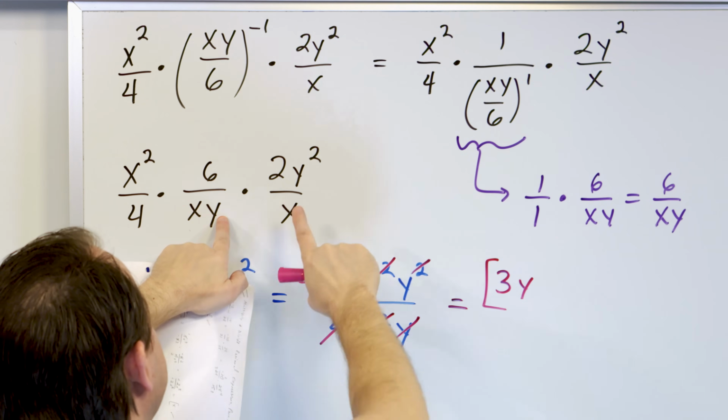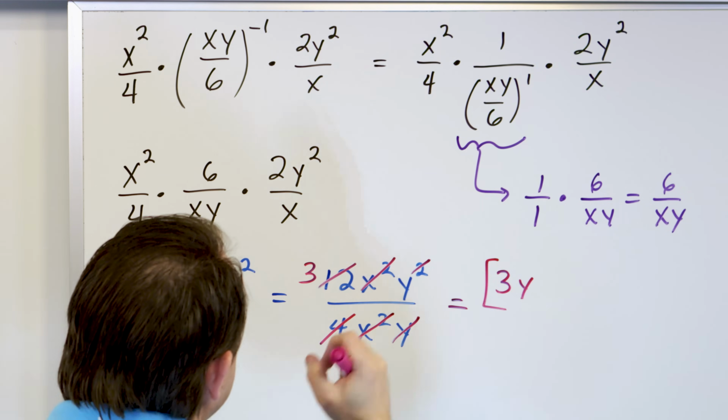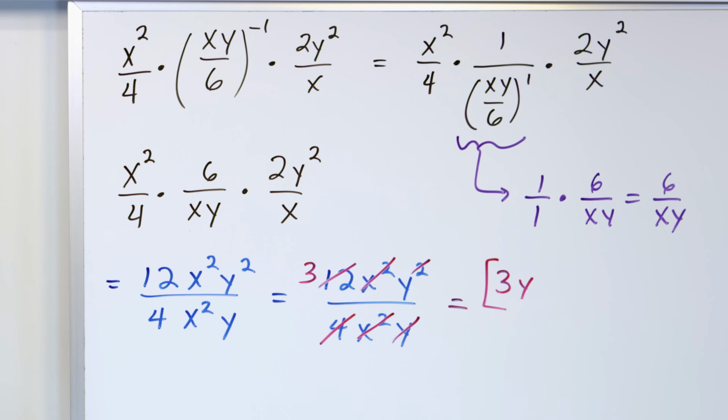And then I could have said one of these y's cancels with one of these. I could have marked all this up and then done the multiplication. I would get exactly the same thing. All right. So now we're going to move over to slightly more complicated problems.